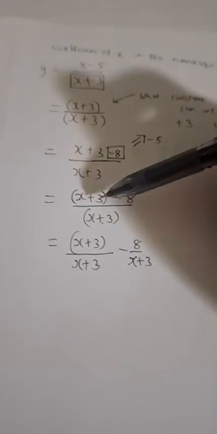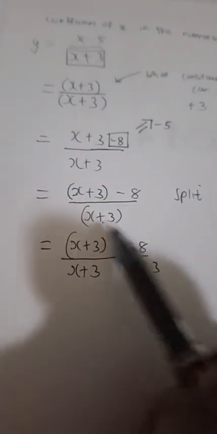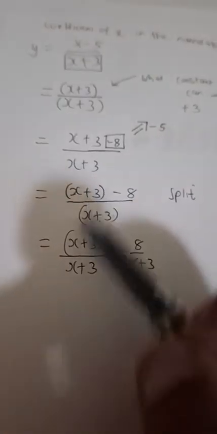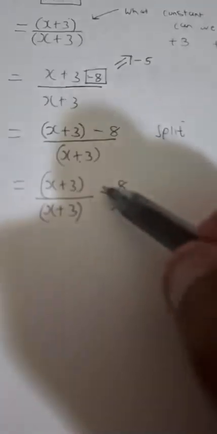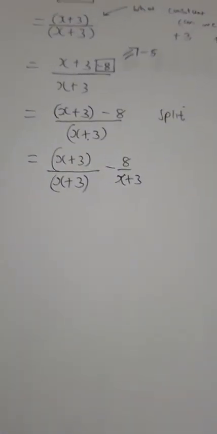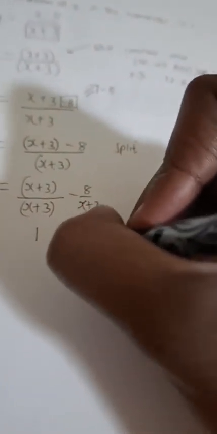So what I can do then is split x plus 3 minus 8 over x plus 3 and write it as x plus 3 over x plus 3 minus 8 over x plus 3. I hope you guys understand this. Then what happens? What is x plus 3 divided by x plus 3? It is 1 minus 8 over x plus 3.